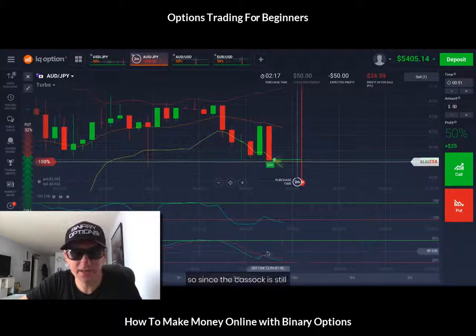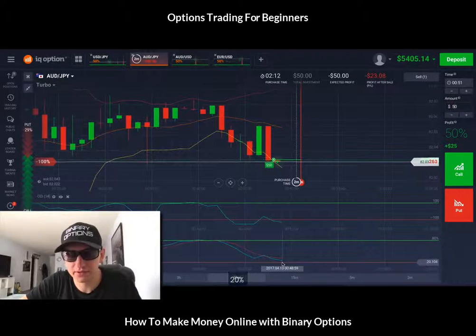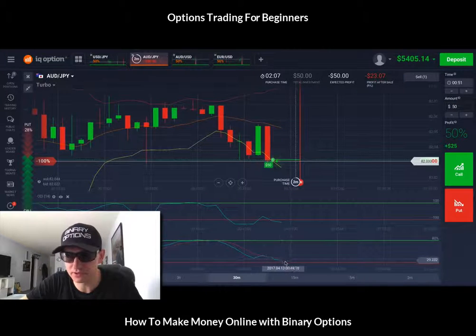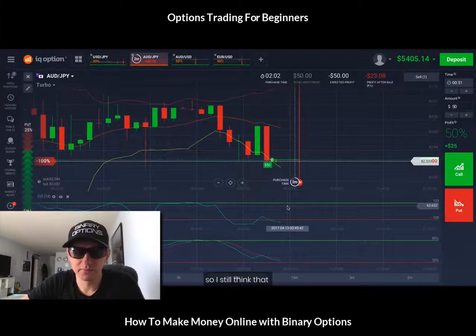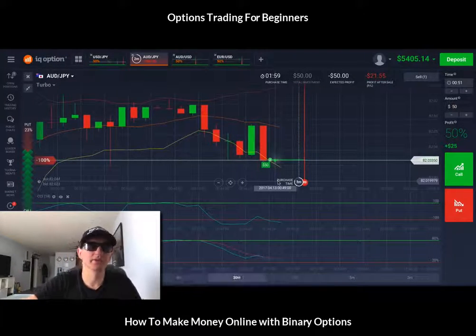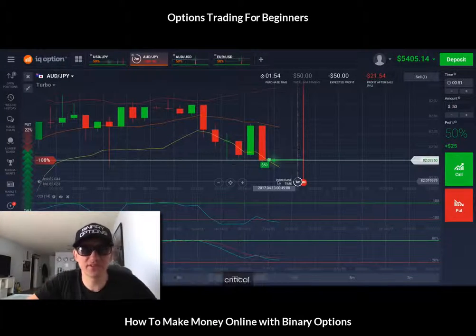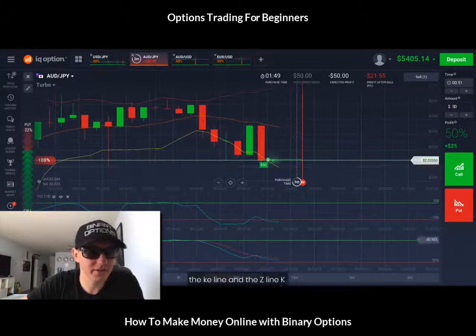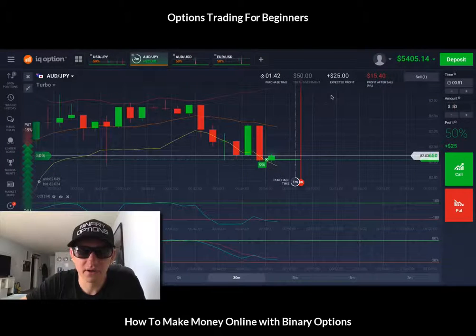So since stochastic is still not in the 20% range, but it's pretty close to it. It's in 30, so I still think that we should be in the good position here. So as you see, stochastic oscillator consists of the two lines, the K line and the D line. K line is blue and D line is red.